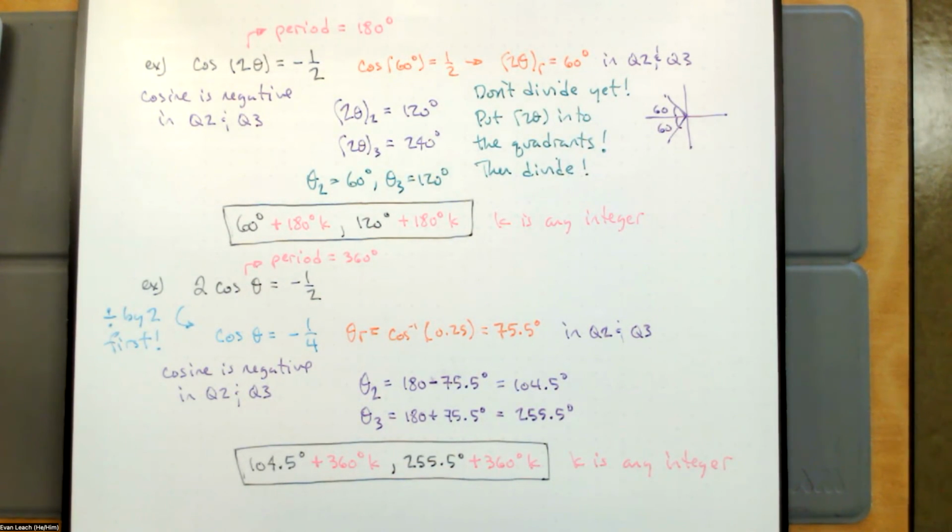It's always going to look like that original problem that we had. We're going to have two solutions in that first cycle corresponding to whatever quadrants cosine or sine is positive or negative. And then the rest of the solutions will always be one cycle later, because the next cycle is just a copy of the first cycle. So you go for your 2 in the first cycle, and then just add the period. If the period is shorter, just make sure you add the smaller period. Also make sure you put 2 theta, in this case, into the quadrants, and then divide by 2.